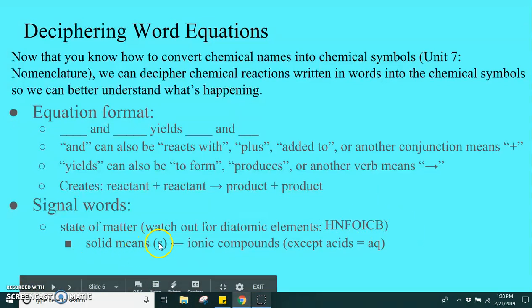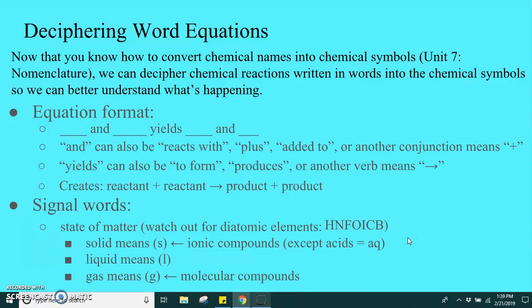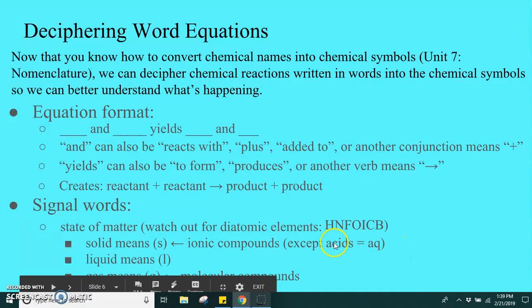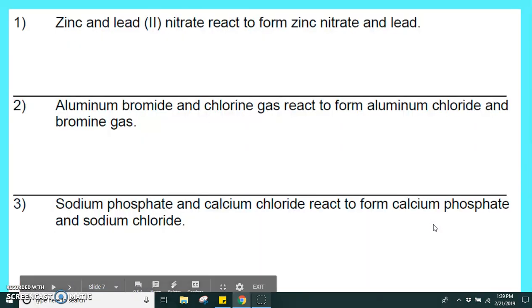So solid means S, meaning it's going to be in the solid state. L means liquid. G means gas, and then aqueous means that it is dissolved in water. So if you see AQ on something, it just means that it's dissociated. It's dissolved in water. It's broken apart.